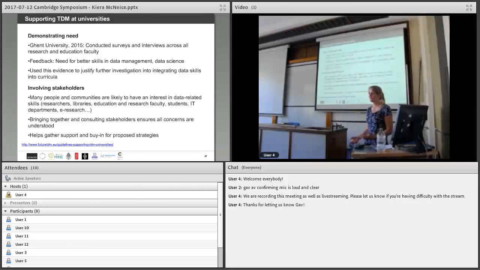So with that evidence, they were then able to go back and use it to justify further investigation about how we could develop these new skills, how we can put them into the curriculum, how we can make sure that researchers have these skills for 21st century research.